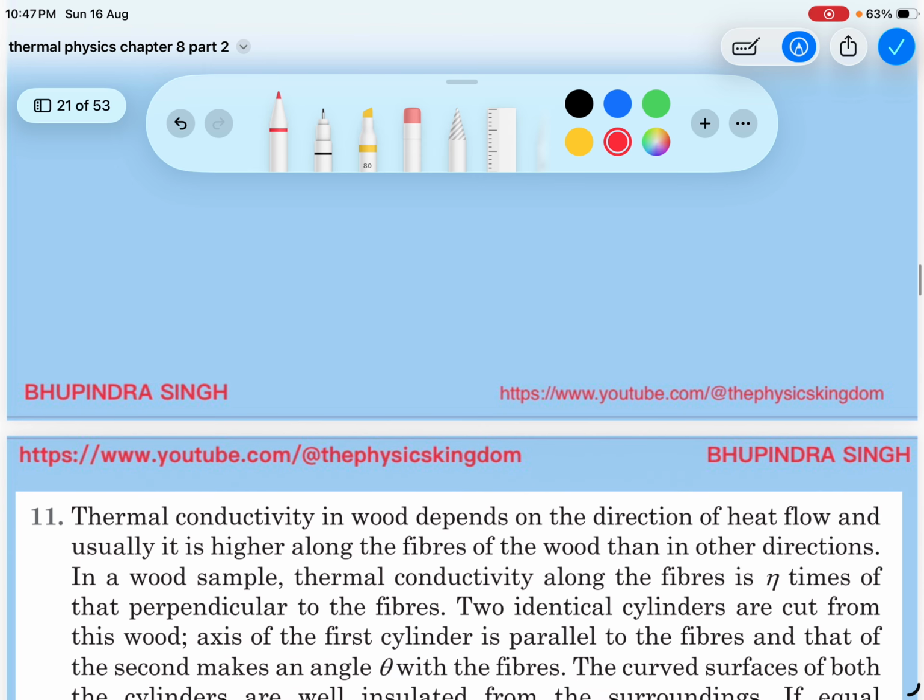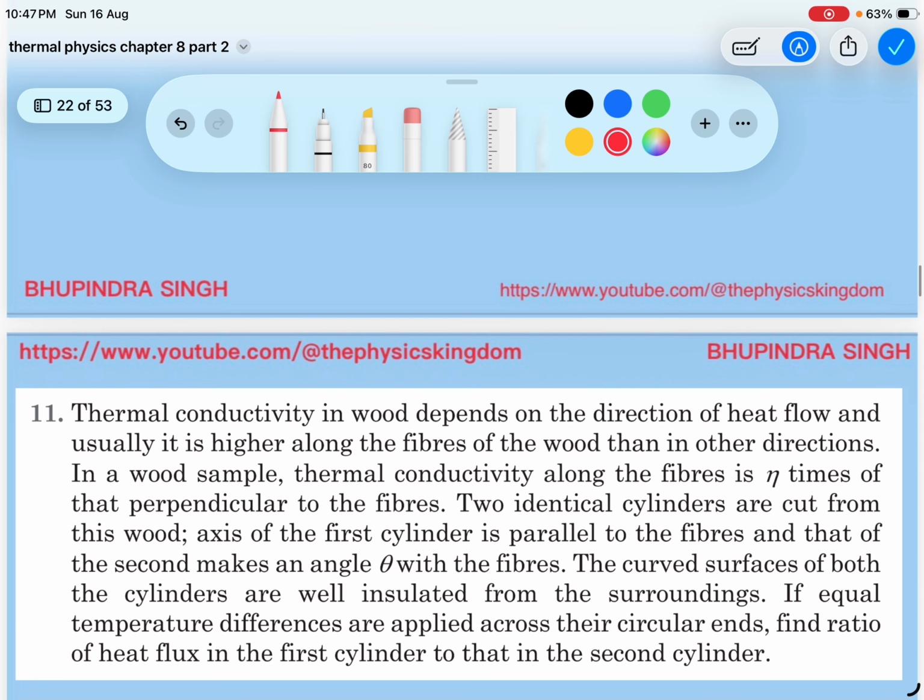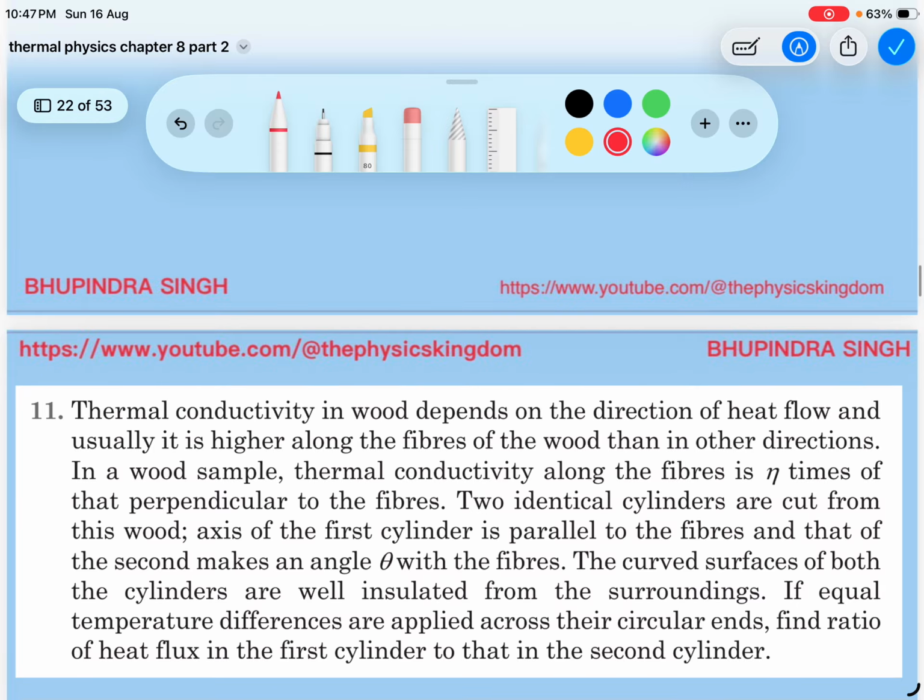Okay, now the next question. The next question is a very good question, right? It is not a normal model of IIT JEE Advanced, but still it's a very important and good question. Thermal conductivity in wood depends. Okay, you first read this question by yourself, try to understand the language, then I will explain.